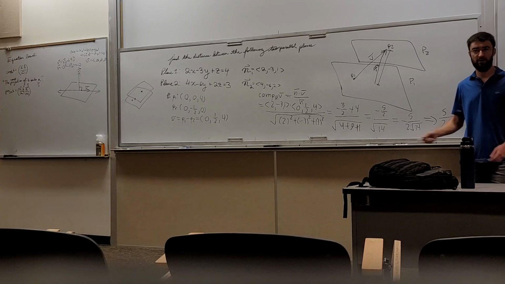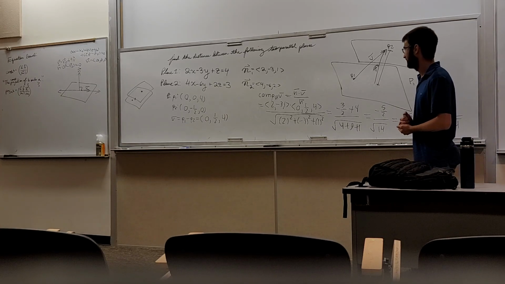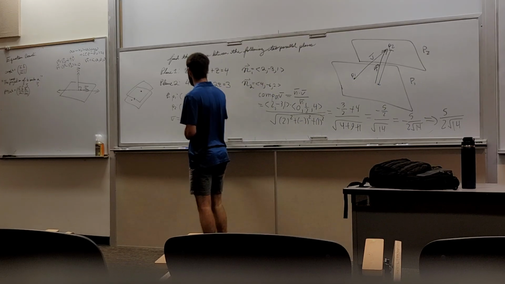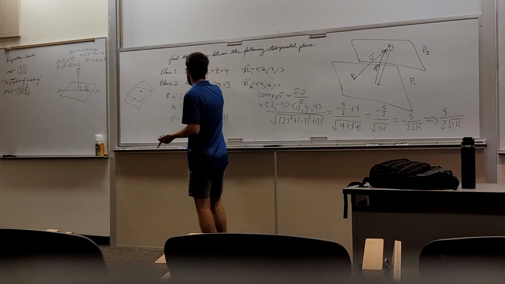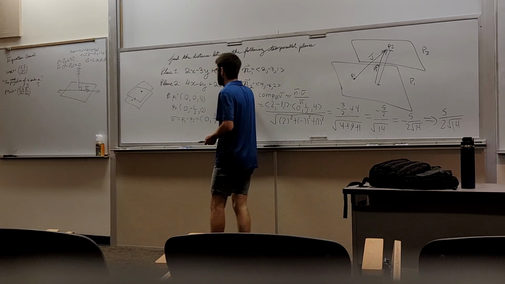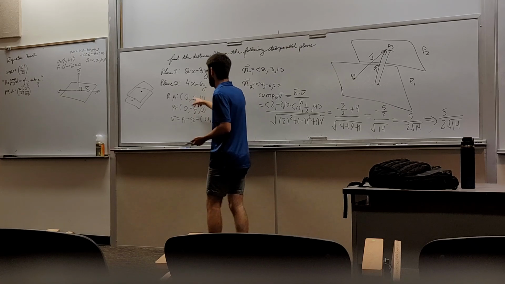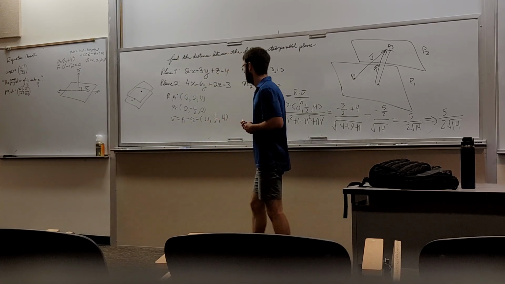Questions? Yes? I probably missed it, but where did you get the P1 and P2 from? We picked an arbitrary point on plane 1, which we chose to be 0, 0, 4, so that satisfies the equation. And then we picked an arbitrary point on plane 2, that satisfies the equation, and that was 0, minus a half, 0. Okay, got it. Thank you.